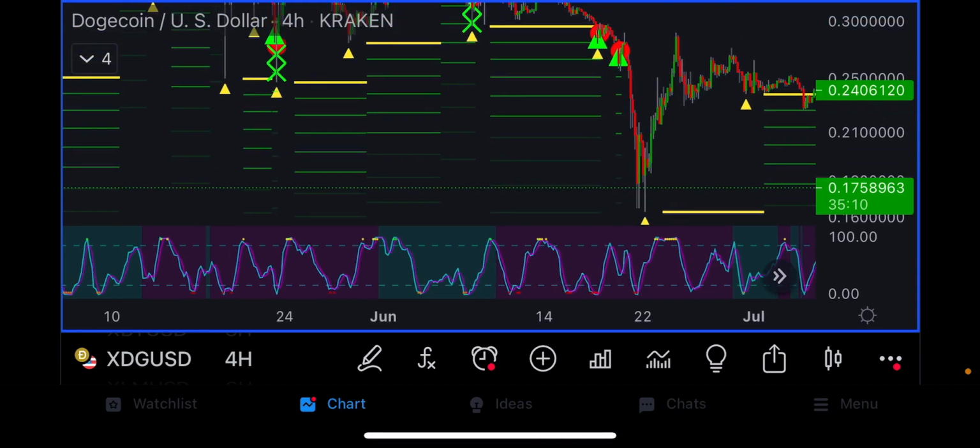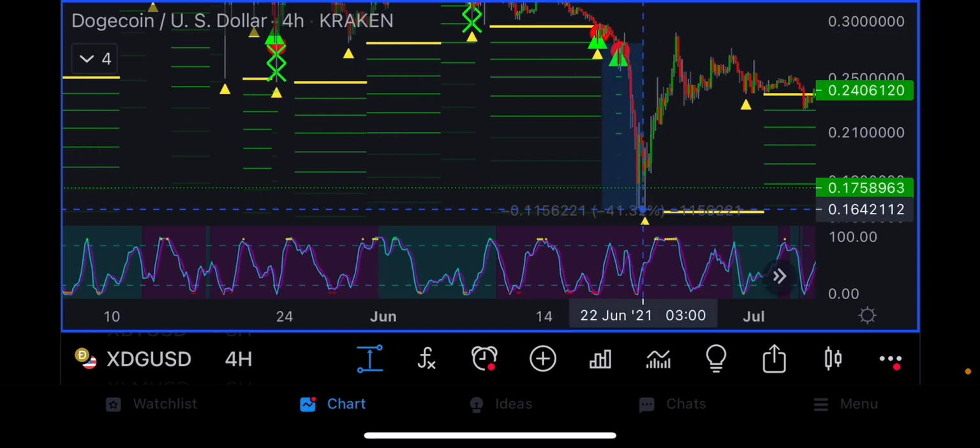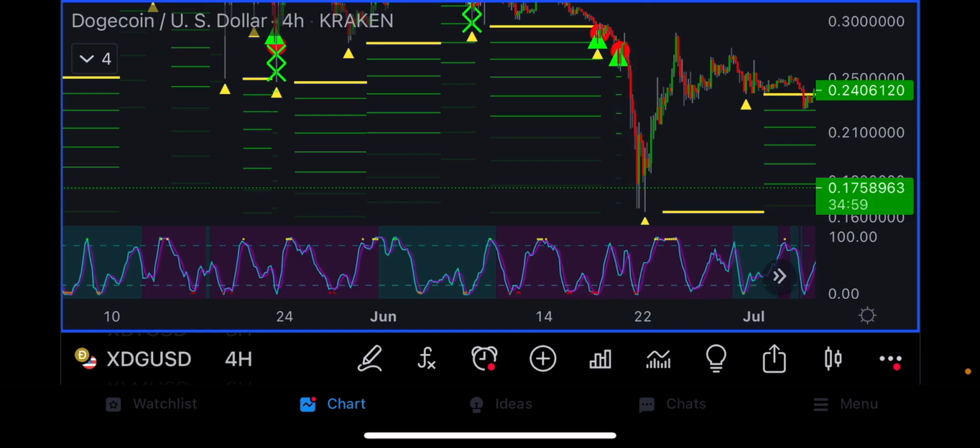If we were to measure this right now, let's take a look at this. Oh my gosh. You know what I'm saying? So 40% is a good deal on Doge.